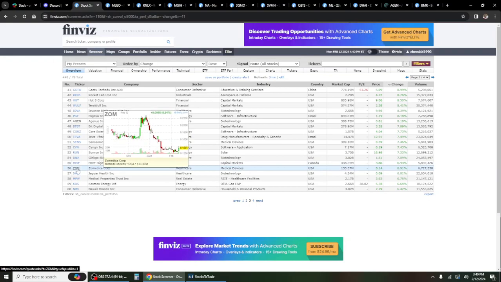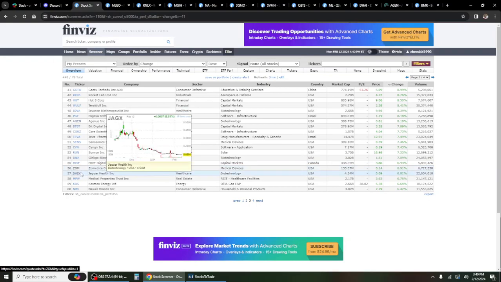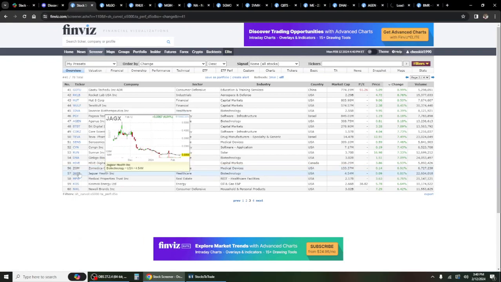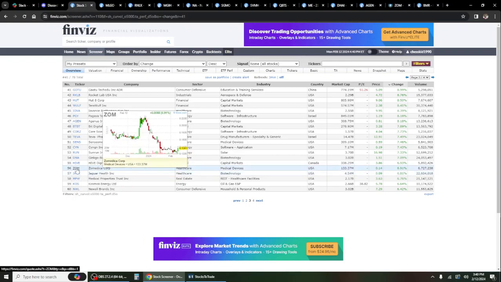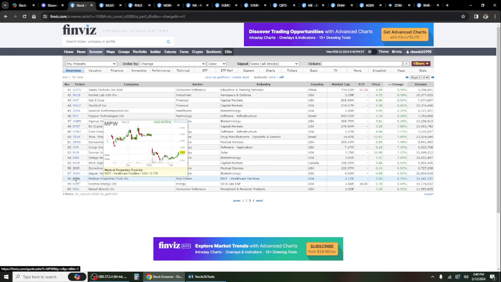What I like about FinViz is you can scroll over these tickers' names, and then it gives you a snapshot of the last 3 or 4 months, which is really nice.